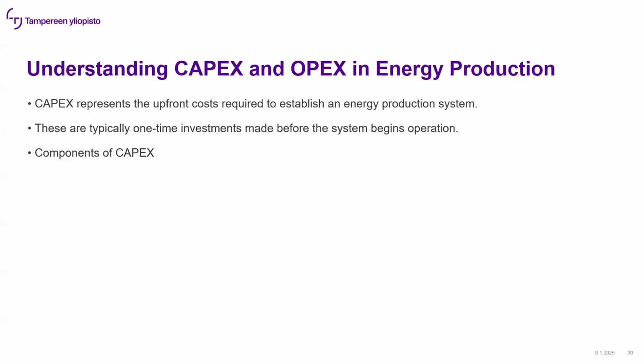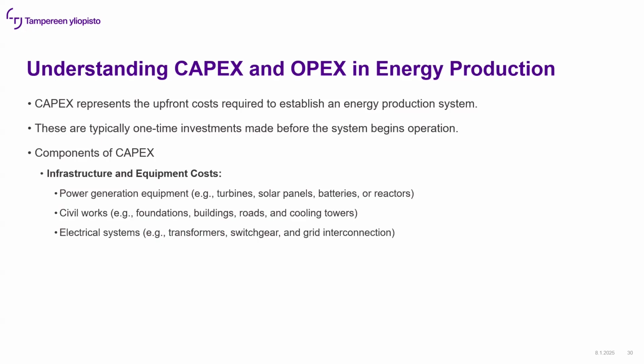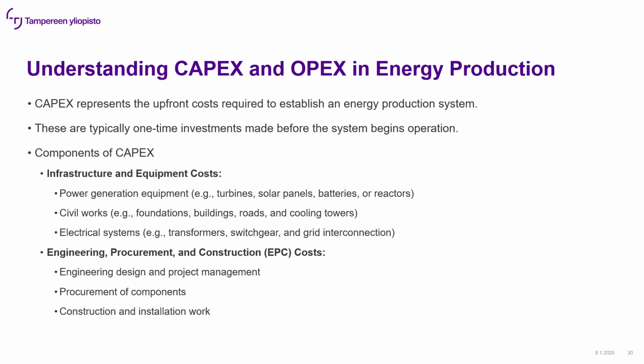CapEx and OpEx, that's the final thing we're going to cover in here. So this is for the cost analysis. You have to understand where this CapEx and OpEx originates. CapEx represents the upfront costs required to establish an energy production system. One-time investments and components of CapEx, you have the infrastructure and equipment costs. So, for example, power generation equipment, civil works, electrical systems, and so forth. Then you have engineering, procurement, and construction. So somebody's going to be doing it for you. You're going to have to pay a price.